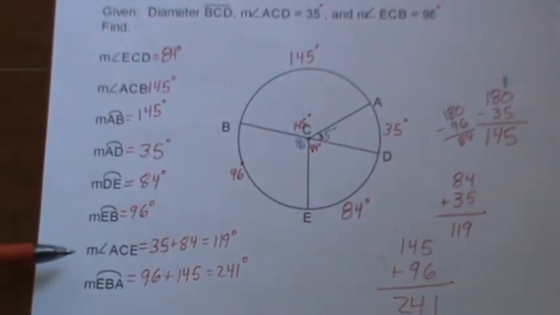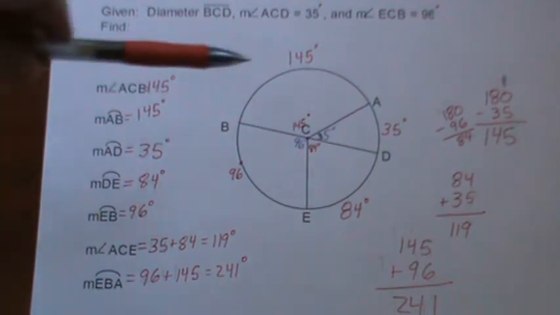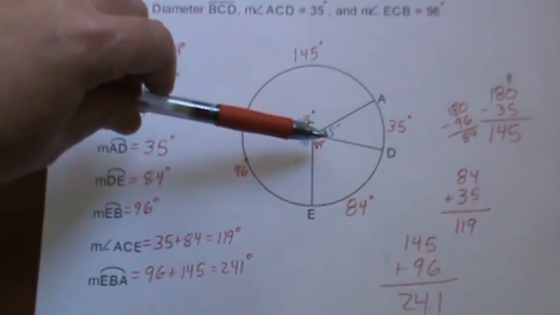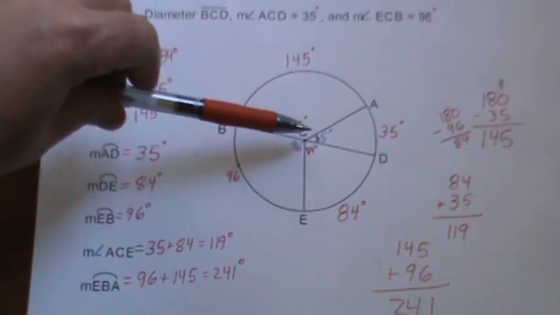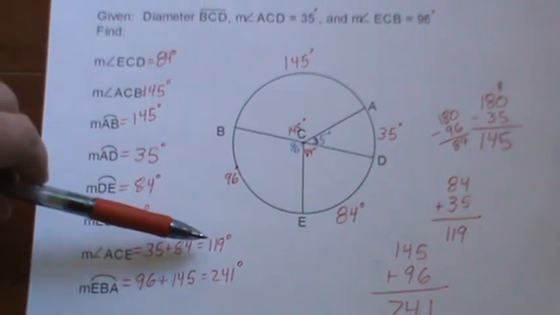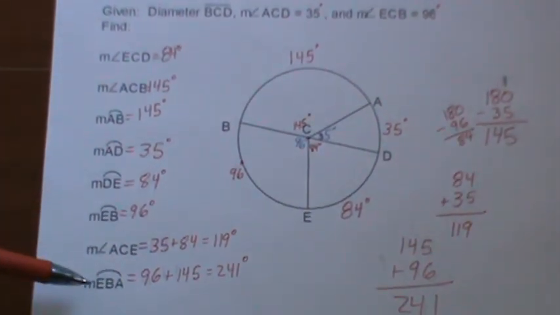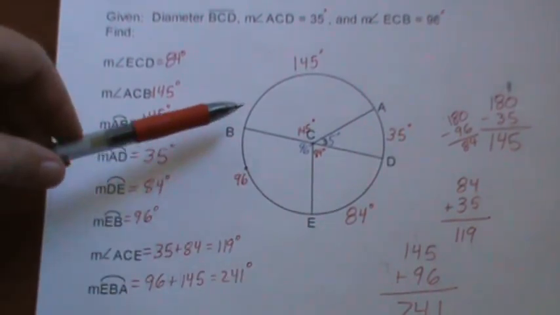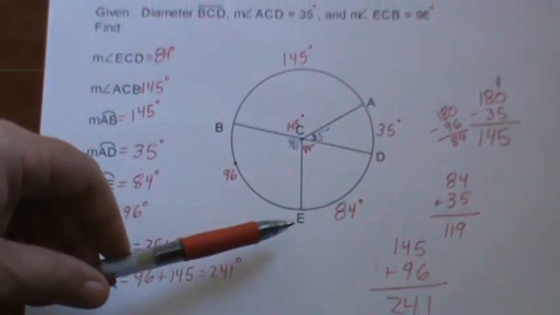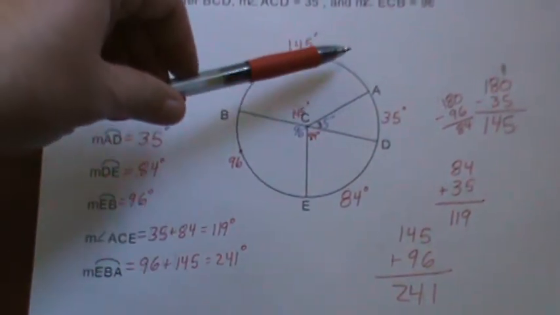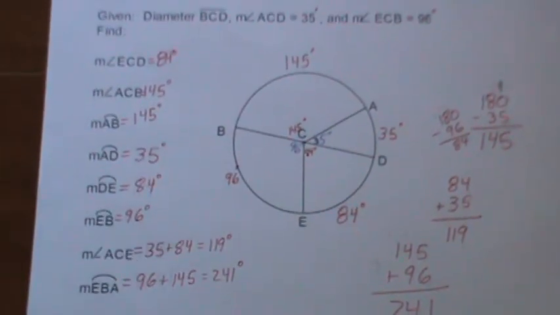The measure of angle ACE, that travels from A to C to E, will have to be the sum of its parts. That's the partition postulate. So we'd have to add 35 plus 84 to come up with 119 degrees. And for the measure of arc EBA, that's going to travel from E to B to A, will again be found using the partition postulate. 96 plus 145 gives me 241 degrees.